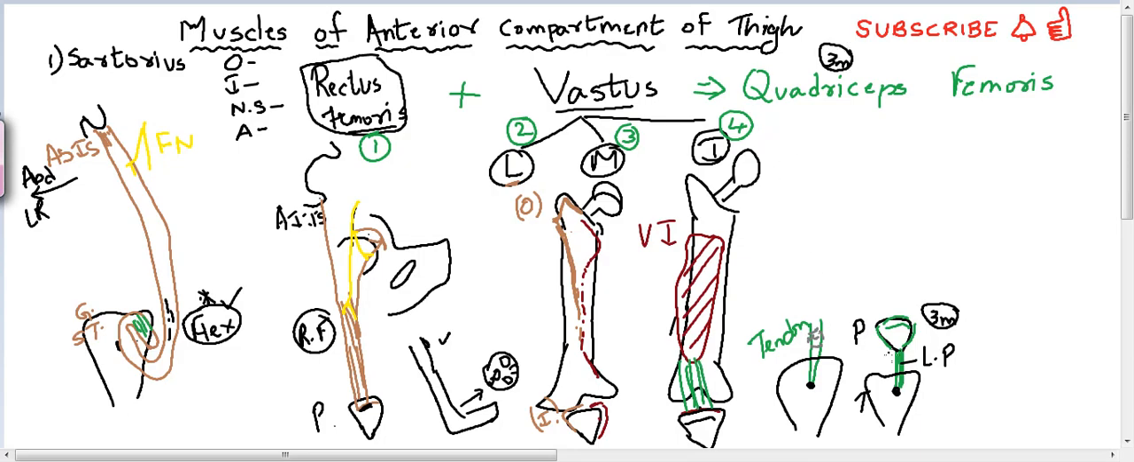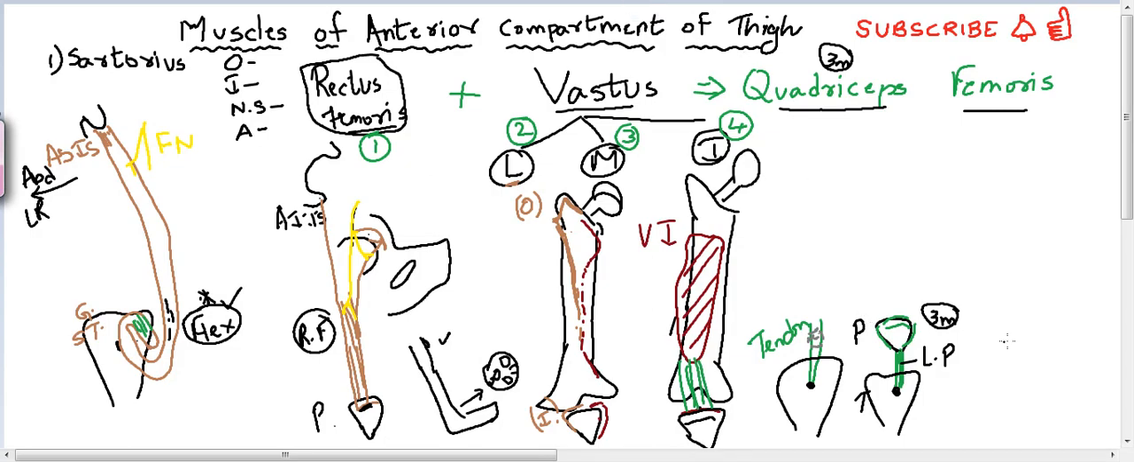So whenever they ask ligamentum patella, you should tell it is a distal degenerated portion of quadriceps femoris. Attachment superiorly apex of patella, inferiorly tibial tuberosity. This is what you should tell. Last muscle in the anterior compartment of the thigh is Articularis genu.